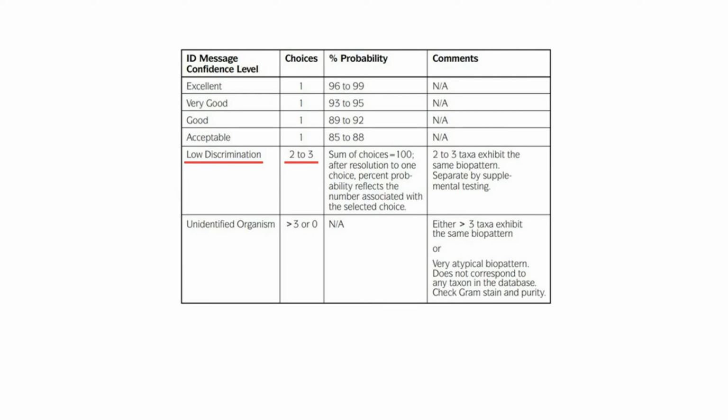However, all species appearing in a low discrimination identification are choices and can be ruled out after additional testing. The laboratory report contains the recommended supplemental tests that allow for differentiation of choices in low discrimination identifications. If the supplemental tests listed are insufficient to complete the identification, then standard microbiology references should be consulted.